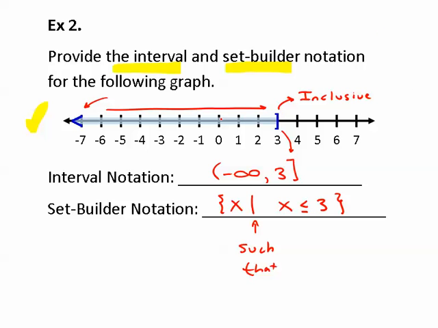Once again, all three of these things that we're looking at, the graph, the interval notation, and the set builder notation, are all representing the same values. They're saying the same thing, just in different ways, in different notations. Let's take a look at example 3.